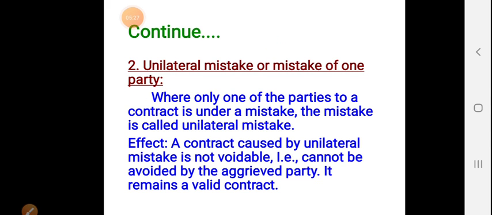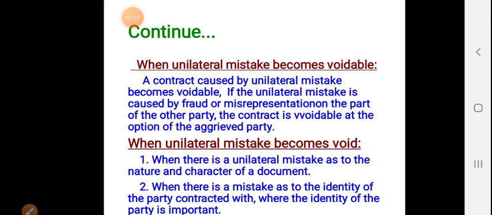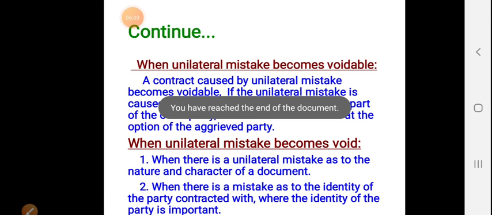Next, unilateral mistake, or mistake from one party. Where only one of the parties to the contract is under a mistake, the mistake is called a unilateral mistake. Effect: a contract caused by unilateral mistake is not voidable, that is, it cannot be avoided by the other party. It remains a valid contract. If there is a mistake from only one person, it remains a valid contract.